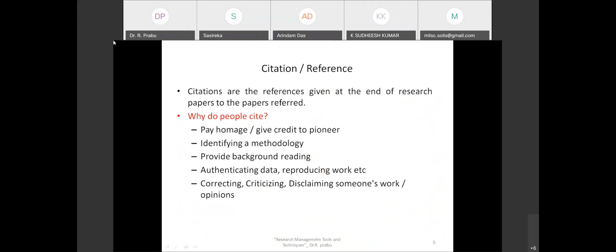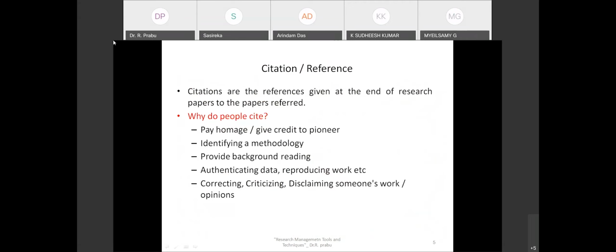So when you come to the citation part that we are discussing throughout this syllabus, we also discussed the citation widely in the last class. Let me just touch upon this area once again. Citation means the references given at the end of a research paper to the papers referred.